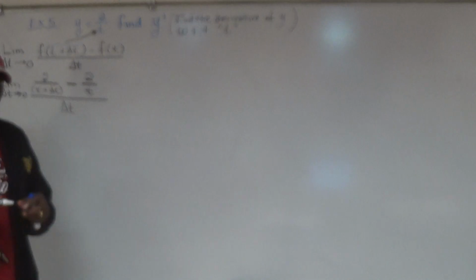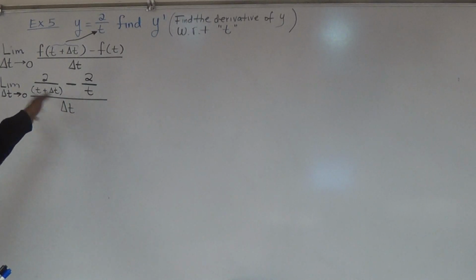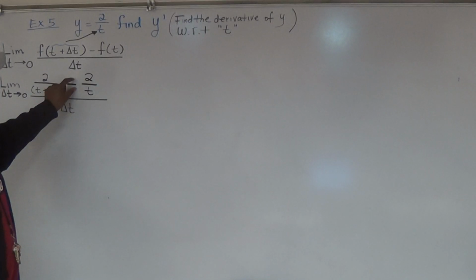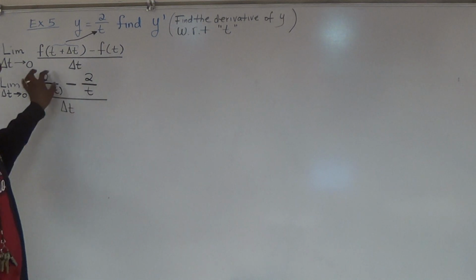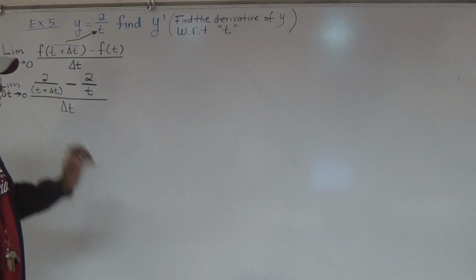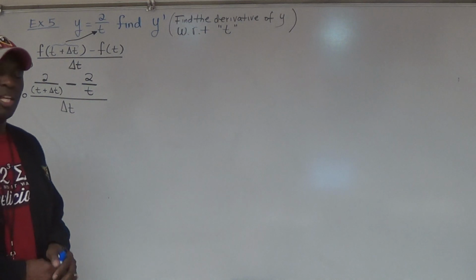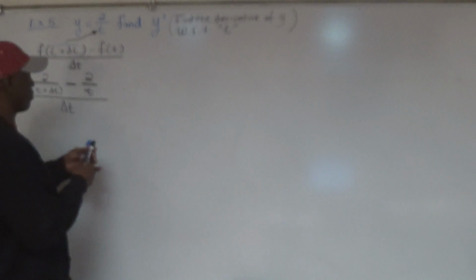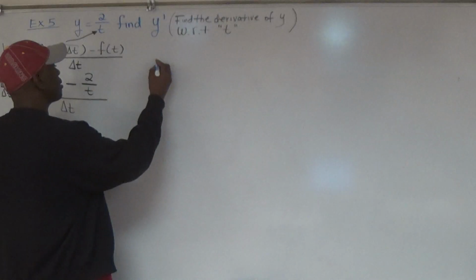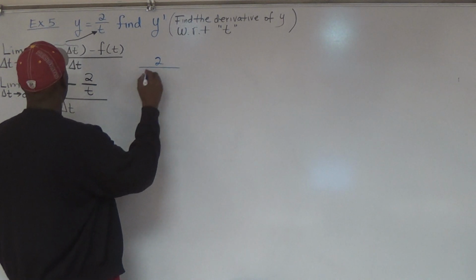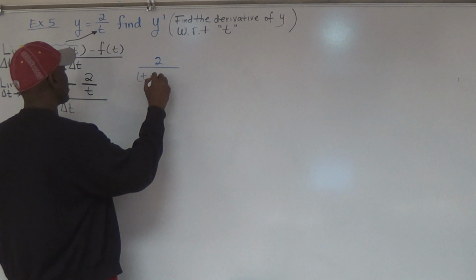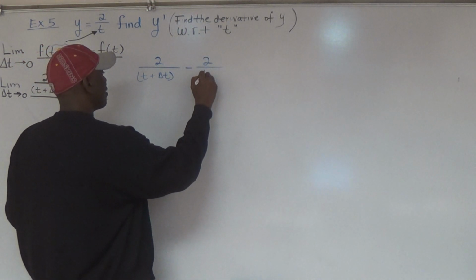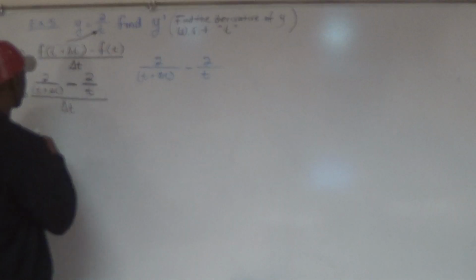Okay? So now we have to do the algebra on this somewhat complex fraction here. We have a fraction, we're finding the difference between two fractions, and it's all of that divided by delta t. So it's like a complex fraction. First, let's work in our numerator. Let's consider 2 over t plus delta t minus 2 over t. Let's just deal with that one first, okay?